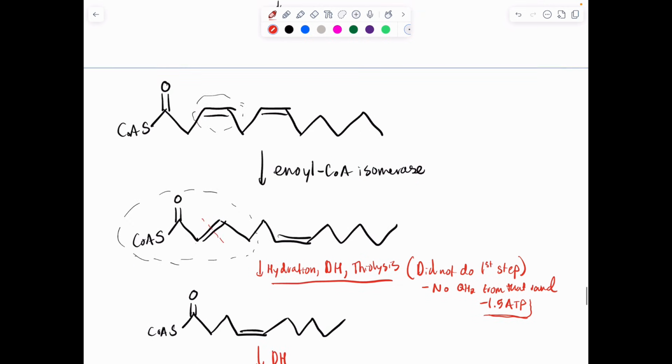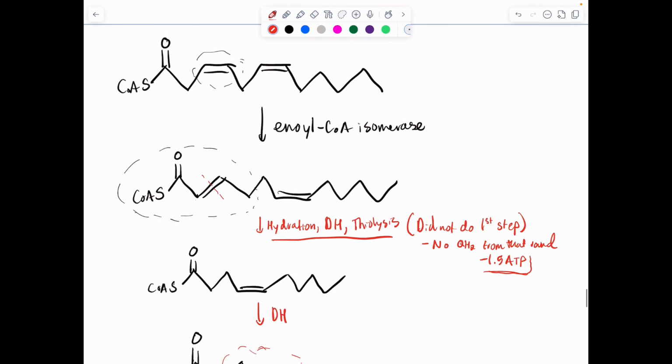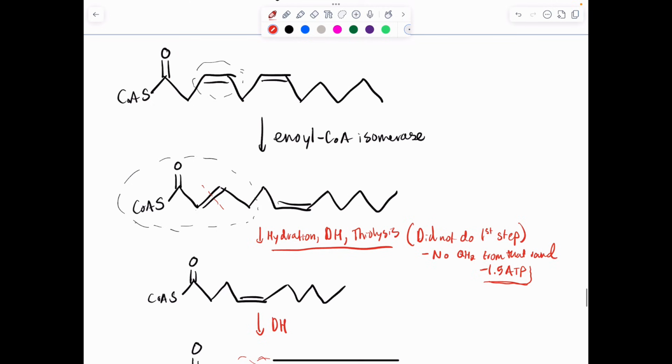So you count. If we go back to our original, or I guess this is good enough, if we look at this drawing right here, for our first cis double bond, we would lose 1.5 ATP. And then for any subsequent double bond past that, if we had multiple cis double bonds in here, we would lose 2.5 ATP. So here total, we lost 4 ATP.